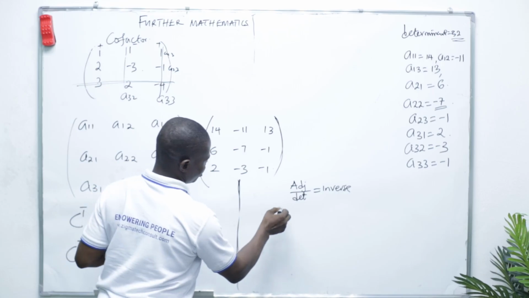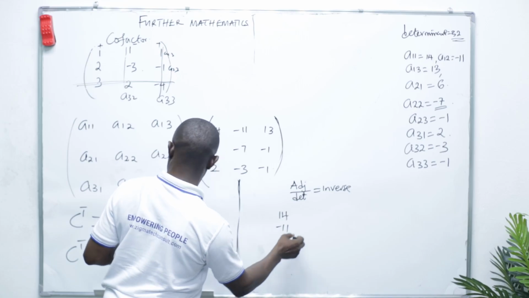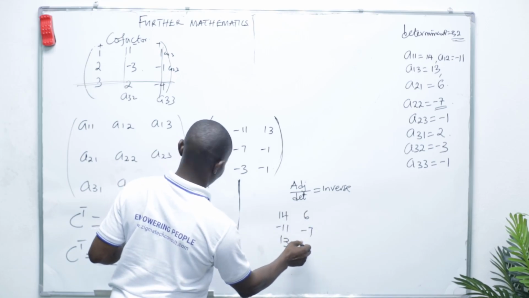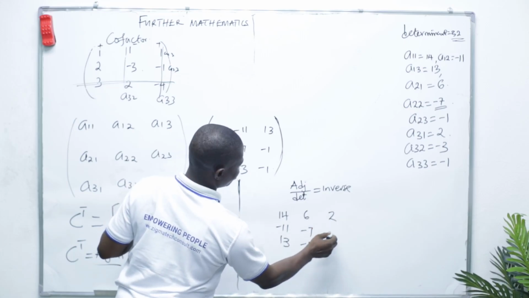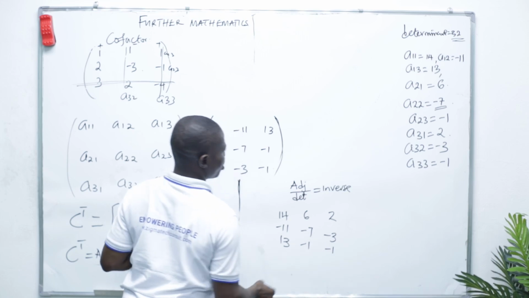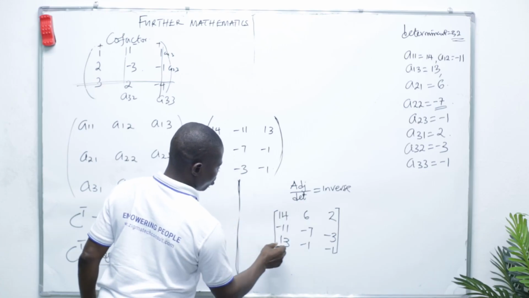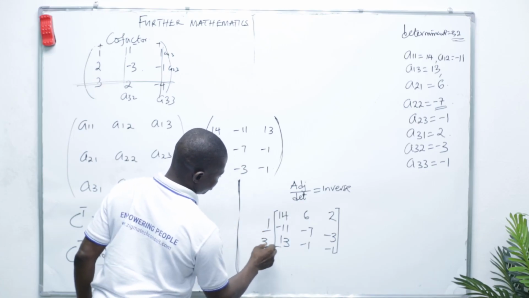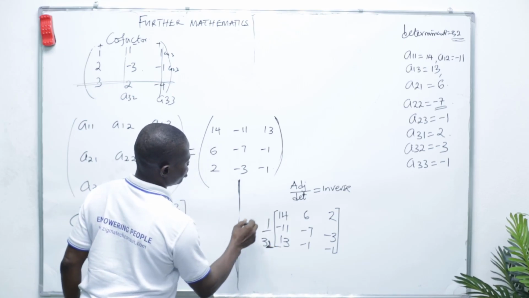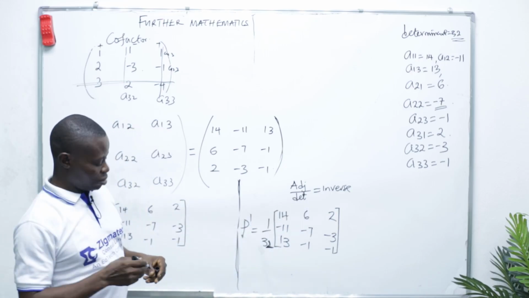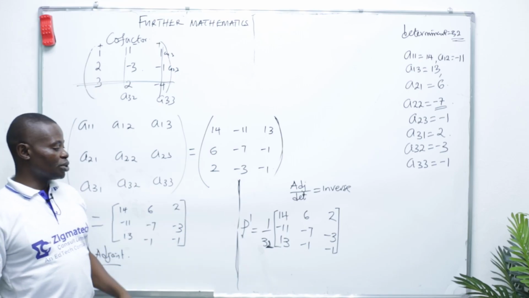So what's our adjoint? Adjoint, this is 14, minus 11, 13, 6, minus 7, minus 1, this is 2, minus 3, minus 1. One over 32 equals inverse. This is our inverse.